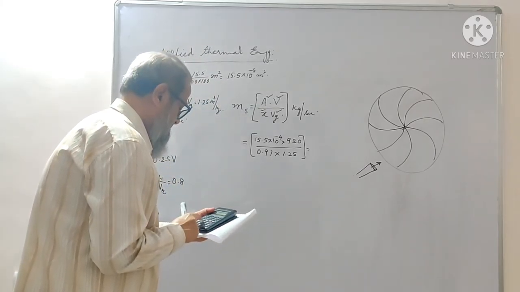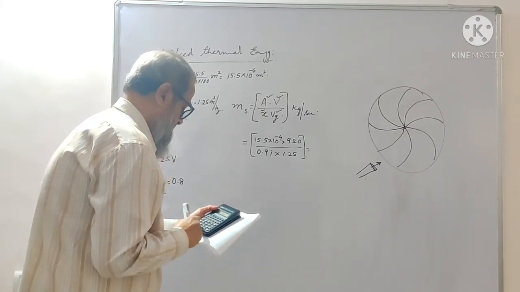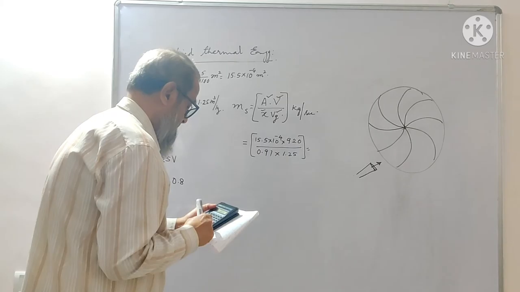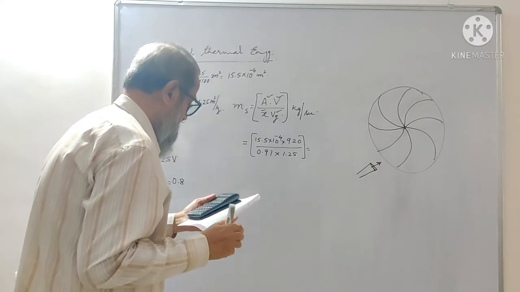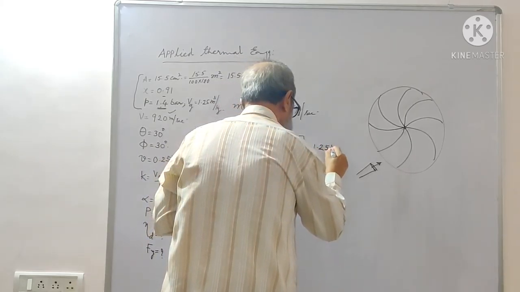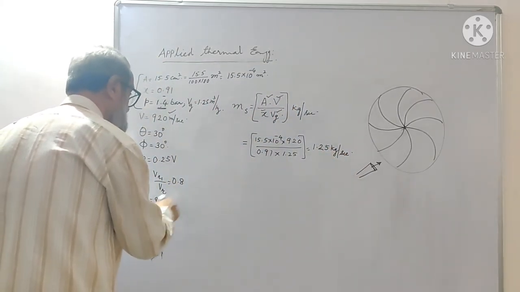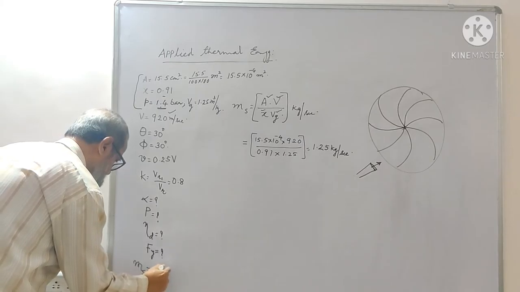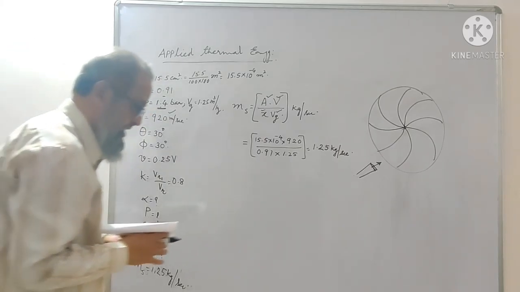So the answer will be 15.5 into 920, divided by 0.91, divided by 1.25, with the 4 zeros. It is around 1.25 kg per second. This is the mass. So you require that for calculating power. So ms, we are getting around 1.25 kg per second. Let it be there. For that only he has given this. Next.